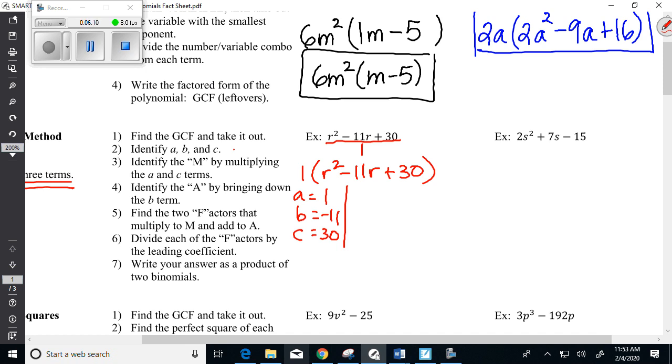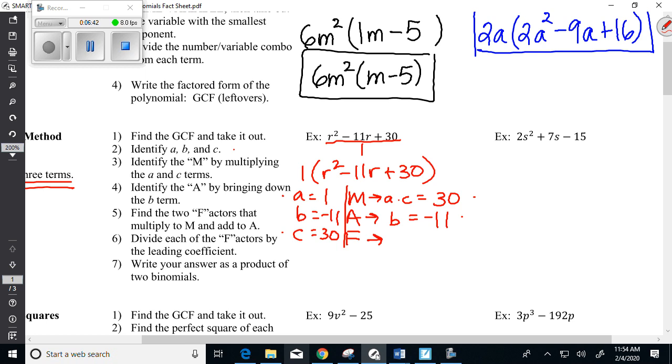Now you form your MAF. The M comes from taking A and C and multiplying them together. So 1 times 30 is 30. The A comes from moving the B value over, which is negative 11. So to find your factors, you need 2 numbers that multiply to 30 and add to negative 11.